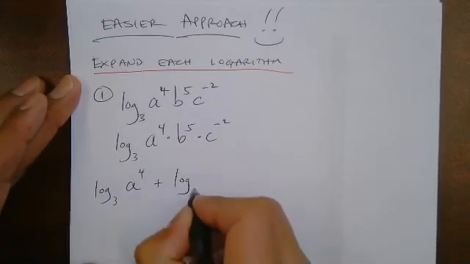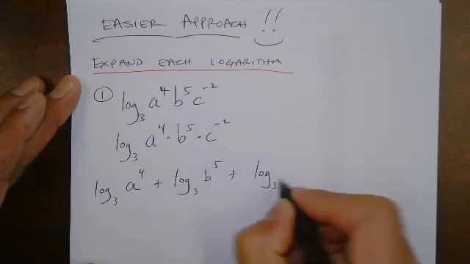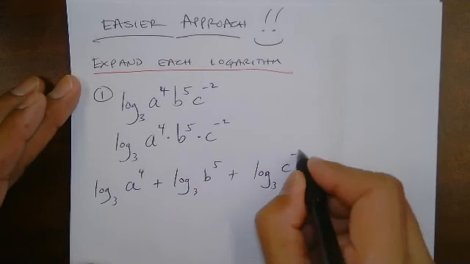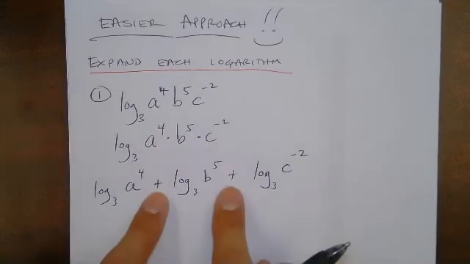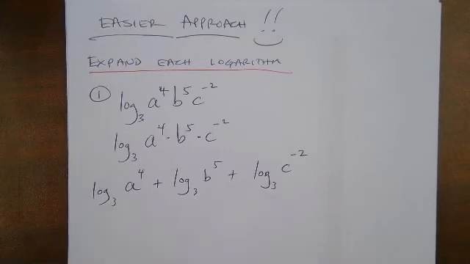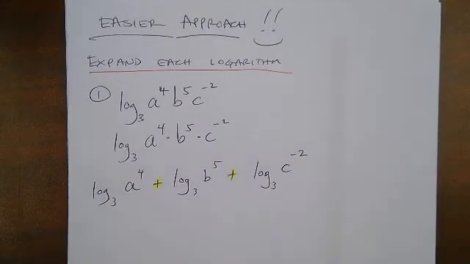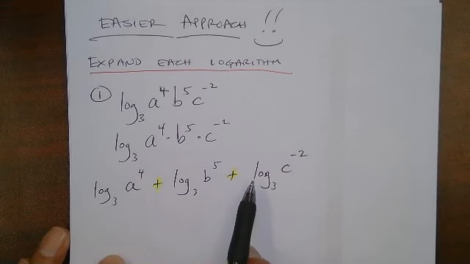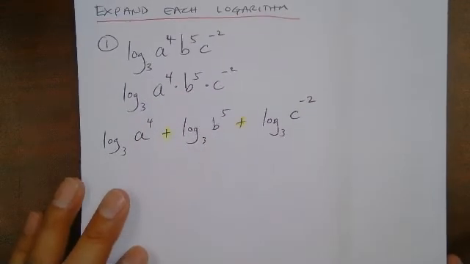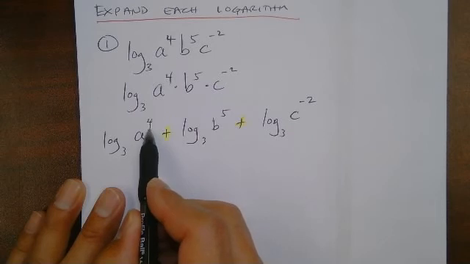Well, doesn't this expand to log 3 of a to the 4 plus log 3 of b to the 5 plus log 3 of c to the negative 2, right? You guys agree? Yeah, anything that's multiplication is going to expand to a sum. Well, there were 3 of them, so now we're adding 3 parts. Everybody cool with that? That's not easy. What the heck's so easy about that? That's not what I'm talking about. But I just want to make sure you guys are cool with this. That's not the final expansion.